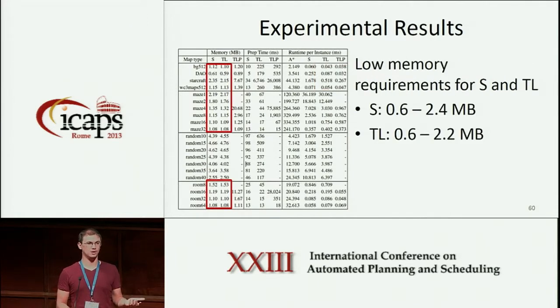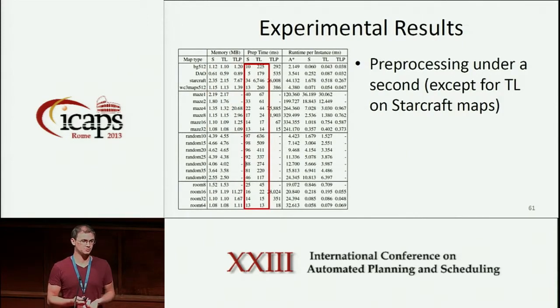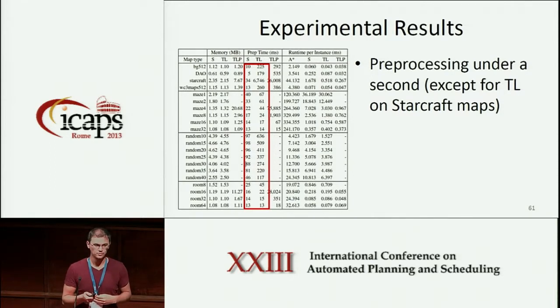On average, global subgoal graphs require very little memory, up to 2.5 megabytes, except for random maps where it requires 5 megabytes. And also pre-processing is pretty fast. It's no more than 100 milliseconds for simple subgoal graphs, and it's usually less than a second for two-level subgoal graphs, except on the StarCraft maps where it does a lot of work.